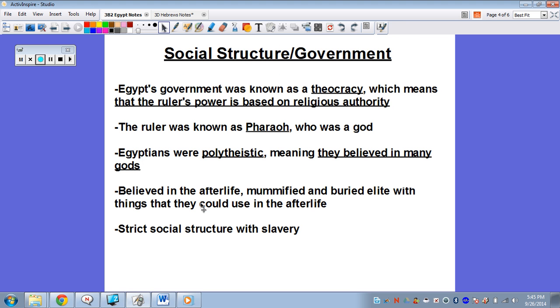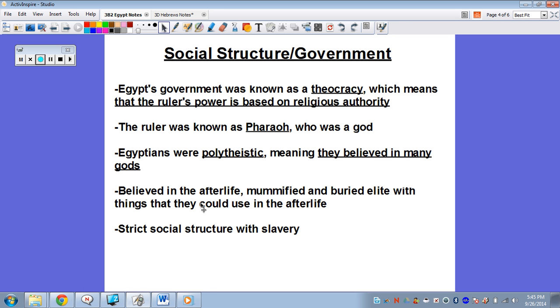Social structure and government. Egypt's government was known as a theocracy. Whenever you see the word C-R-A-C-Y, cracy, that usually means it's some kind of government. Democracy, theocracy, aristocracy. All of those are different types of government. Now, a theocracy is a theological government. And when we say the word theological, we're usually referring to religion. And so what that would mean is that government's power is based on the religious authority of the rulers.